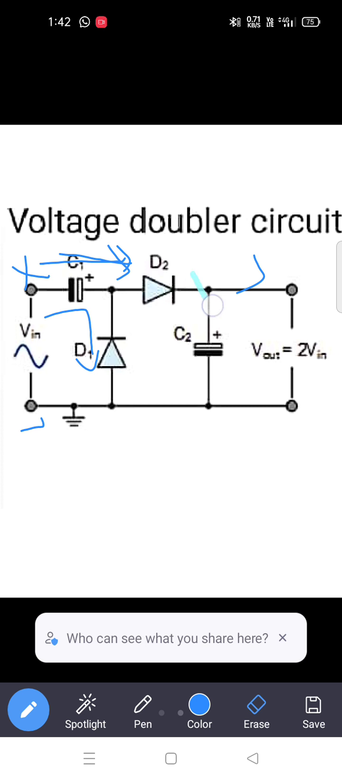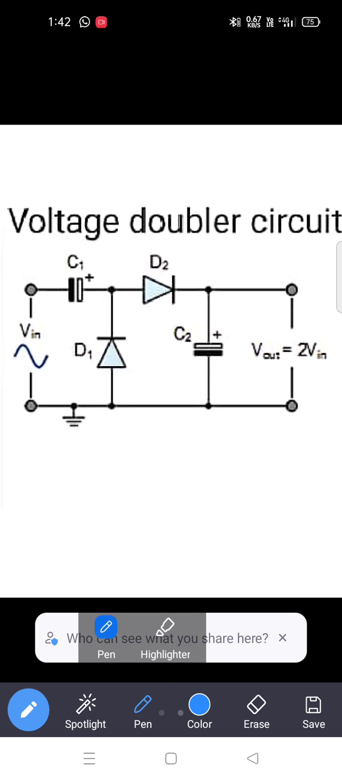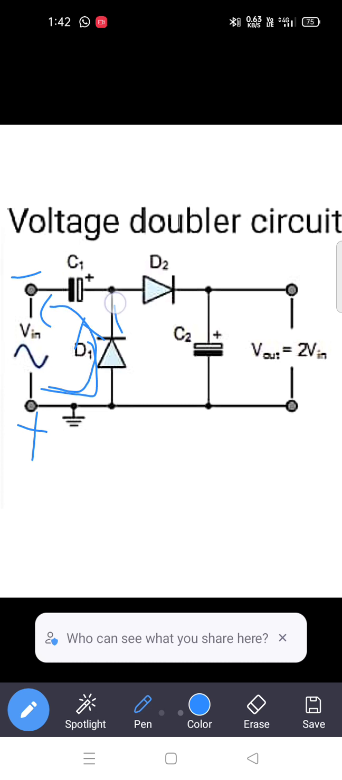Now in the negative half cycle, this terminal will be plus and the upper one will be minus, so the current will go from here to here. Now D1 will behave as forward biased, like a closed switch. So the circuit goes from here to here, one path of current and then the second path. Both paths will conduct current.